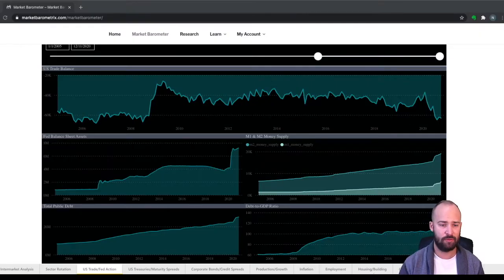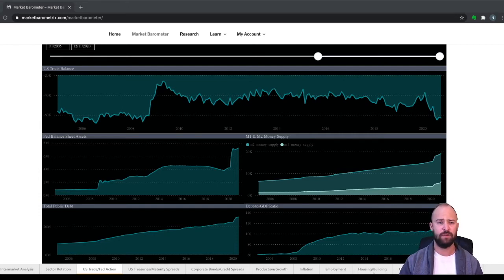So here we are back in the market barometer, again on the US Trade Fed Action tab, and we have the M1 and M2 money supply here on the right-hand side. You can see that over that same time frame since about 2005, the M1 and M2 money supply has generally trended up, with a big spike here at the beginning of 2020 in response to the stimulus measures by the U.S. government and the Fed monetizing much of that debt. So the money supply really exploding over this last year. And again, that kind of plays into the devaluing of the U.S. dollar over this same time frame.